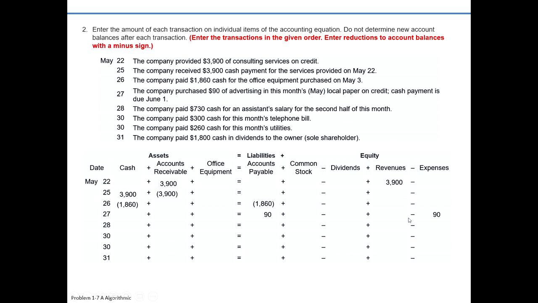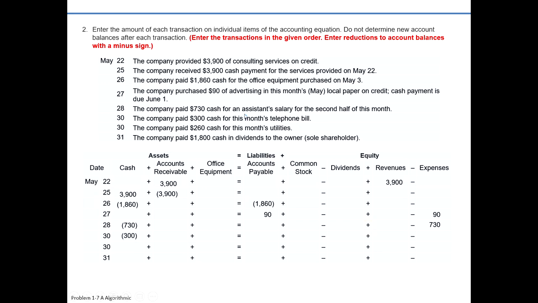from equity. On the 28th, the company is again going to pay that assistant, but this time for the second half of the month. So cash is going to decrease by $730 and expenses are going to increase by $730. And again, this would be salaries expense, very similar to our first payment to our assistant.